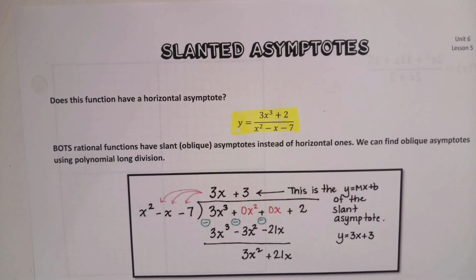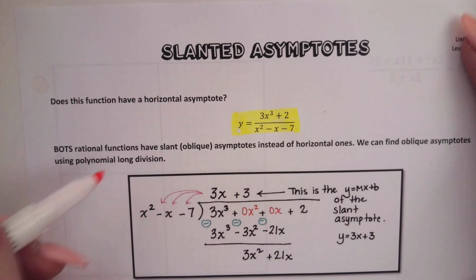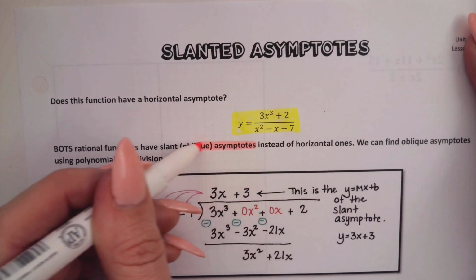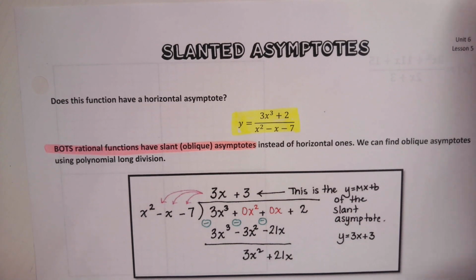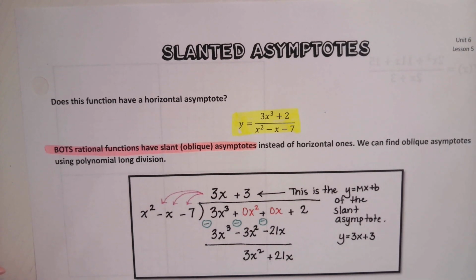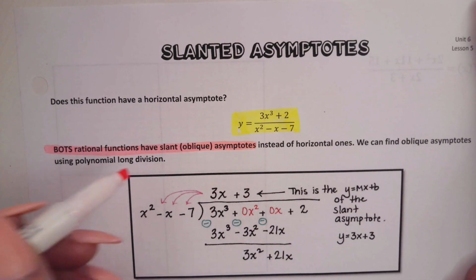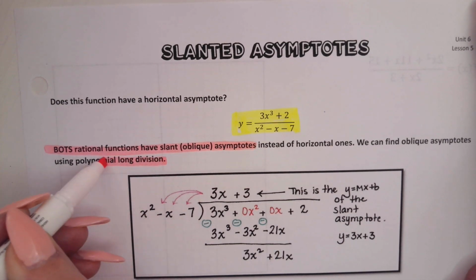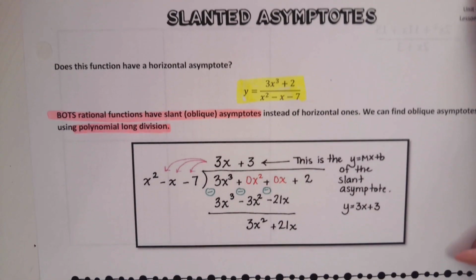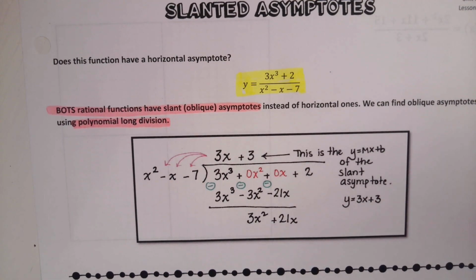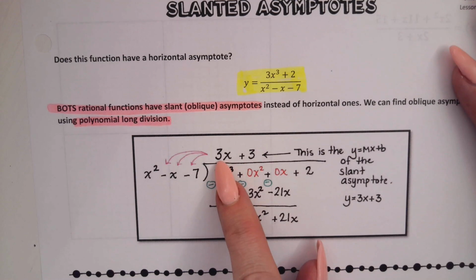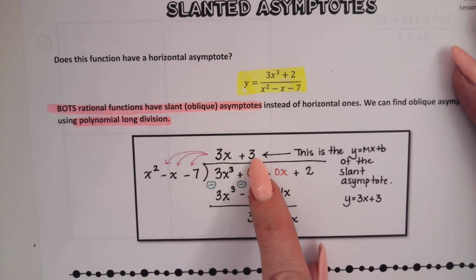Okay, so this would be the BOTS. The bigger on top ones have slanted asymptotes. Slanted asymptotes are also referred to as oblique asymptotes. That is their technical name. We can find oblique asymptotes using polynomial long division. Now, it is slightly easier than regular polynomial long division because you don't have to finish the whole problem. You want to do just enough polynomial long division to get a y equals mx plus b in your quotient.